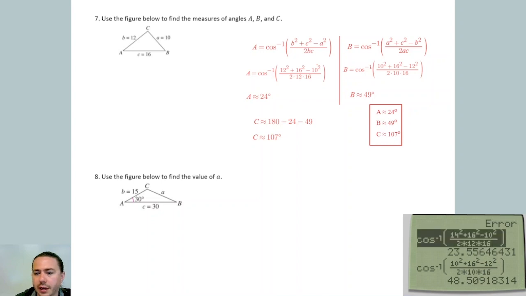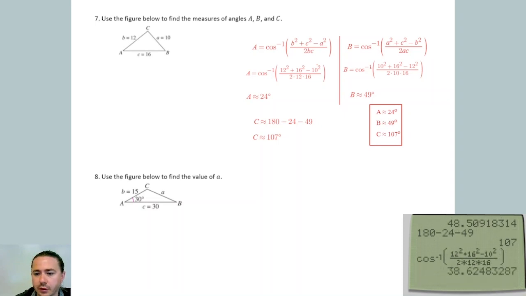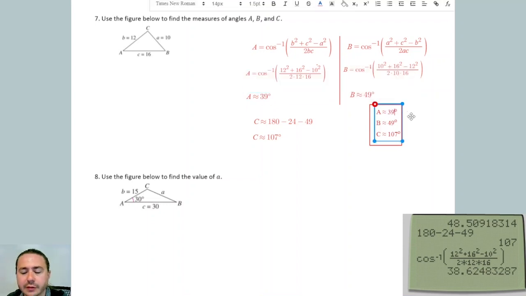Wait a minute. Oh gosh. Look at this. I didn't type that in right. There's a 12 there that somehow is a 14. Maybe that was from the last problem and I just didn't type it all the way. So this is going to change. Let's fix that. So this is going to actually be 39 degrees. Okay, let's go ahead and fix that up, 39 degrees.